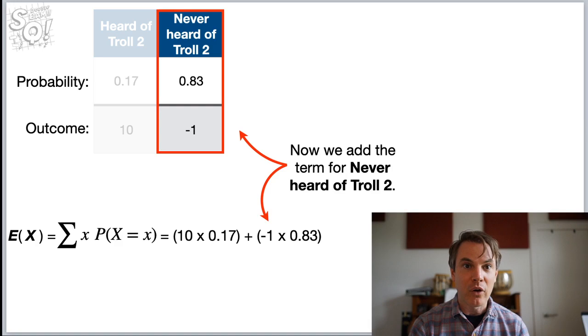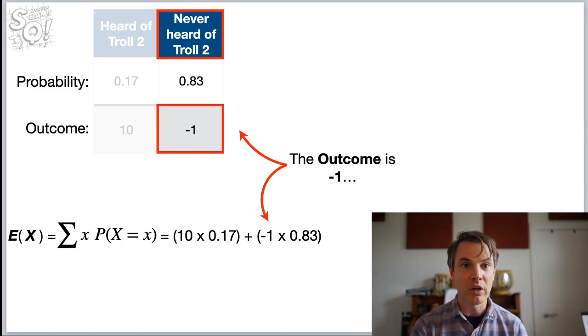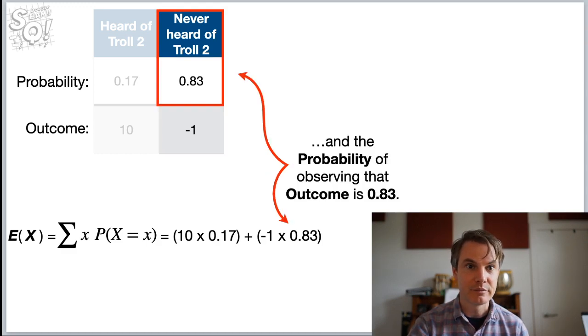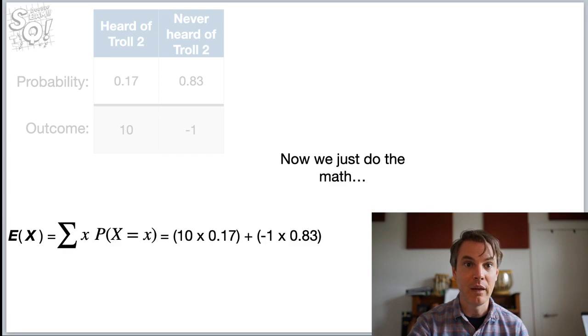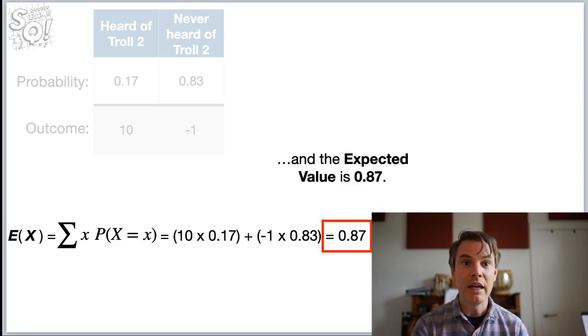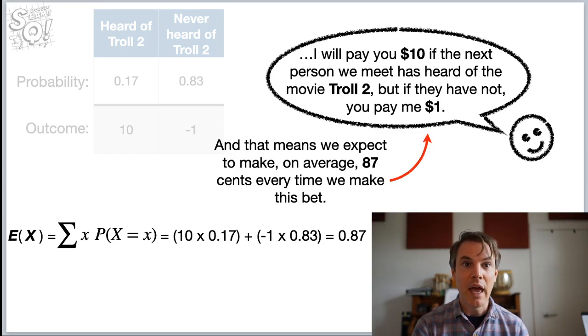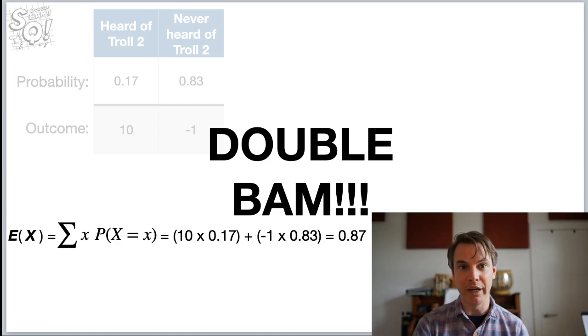Now we add the term for never heard of Troll 2. The outcome is -1, and the probability of observing that outcome is 0.83. So that's how we plug the numbers into that fancy equation. Now we just do the math, and the expected value is 0.87. And that means we expect to make, on average, 87 cents every time we make this bet. Double bam.